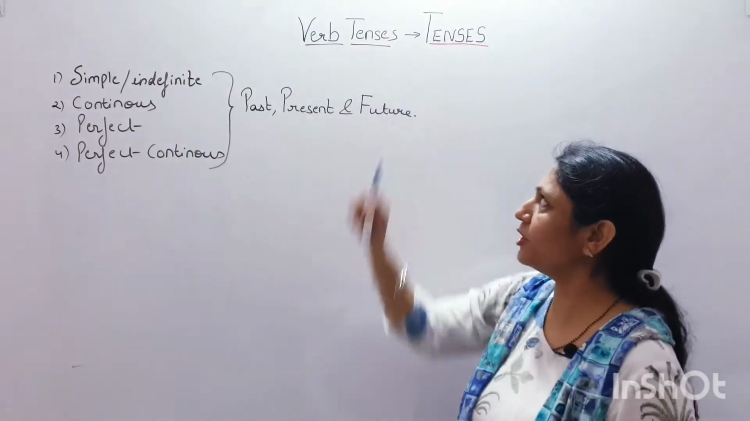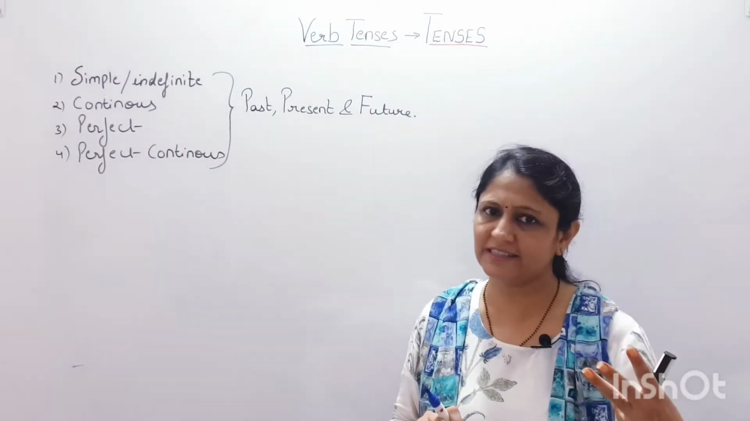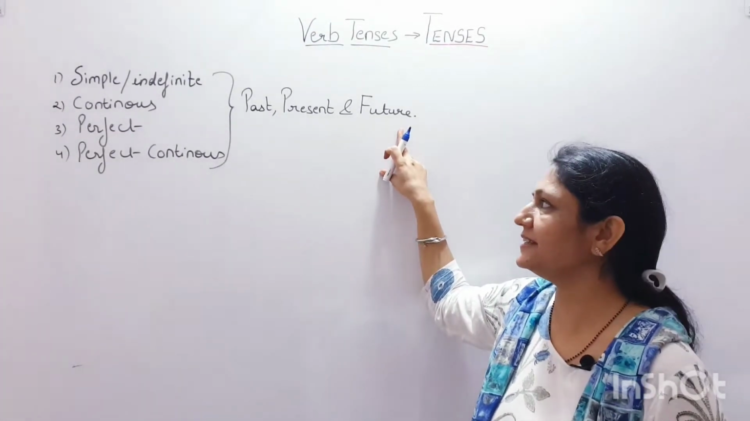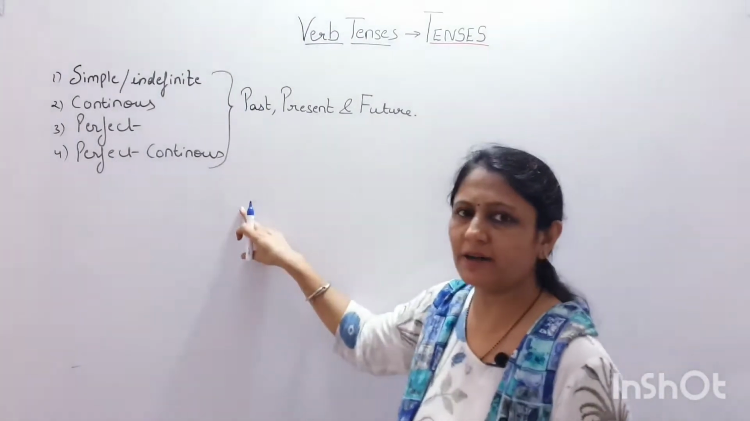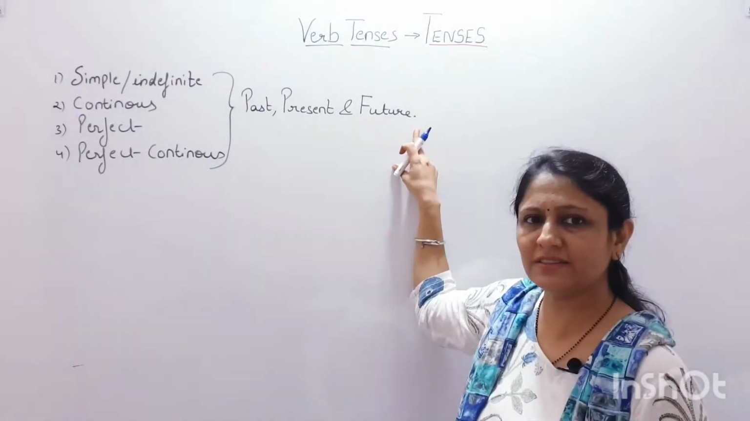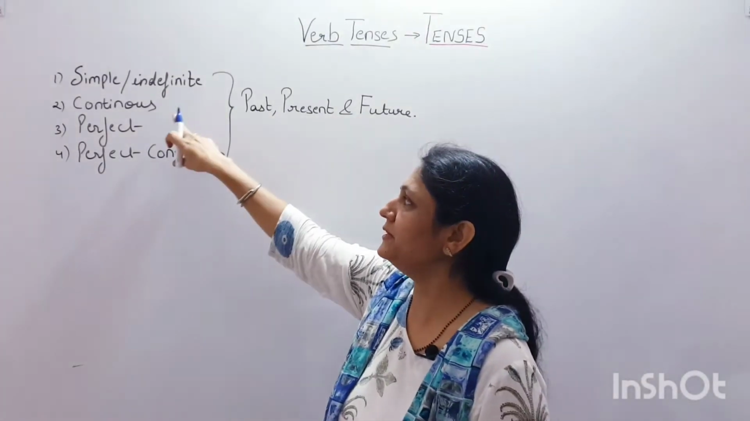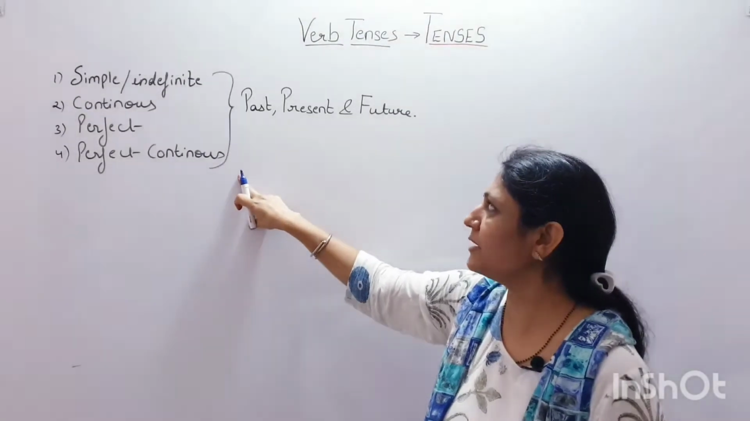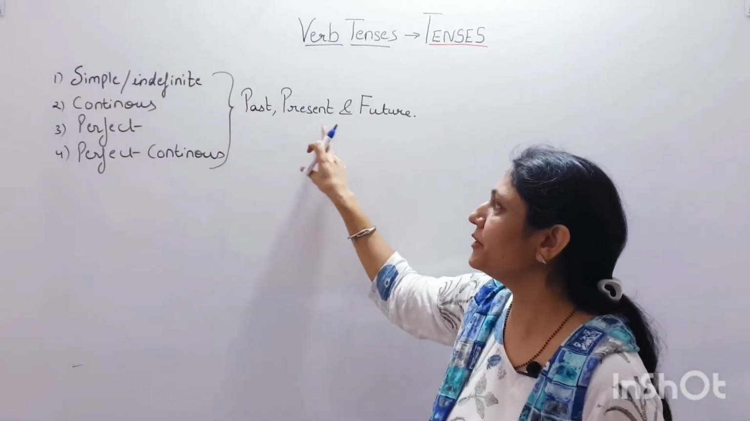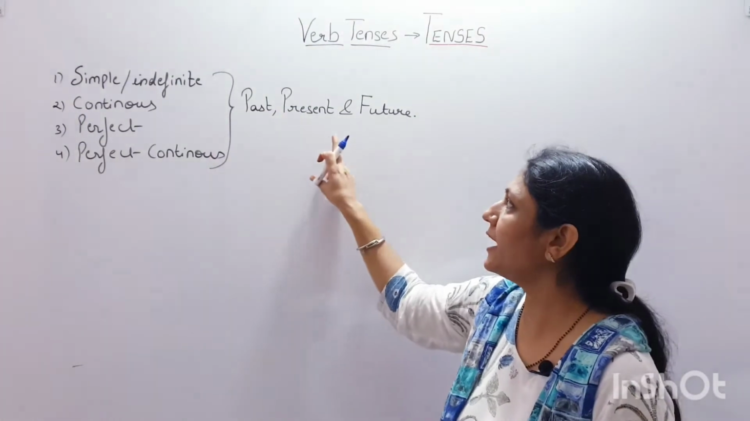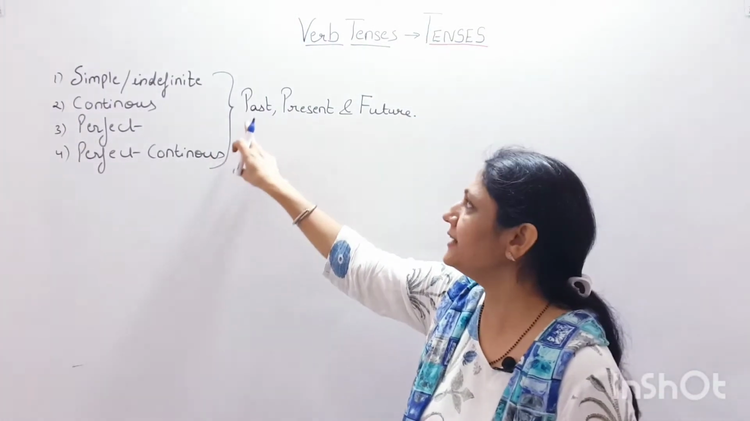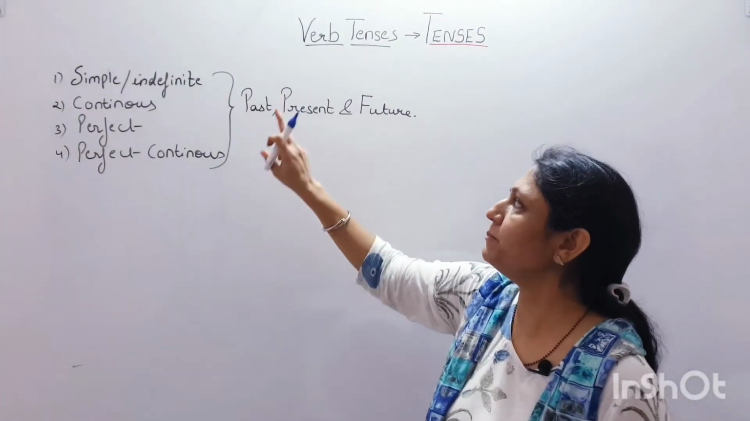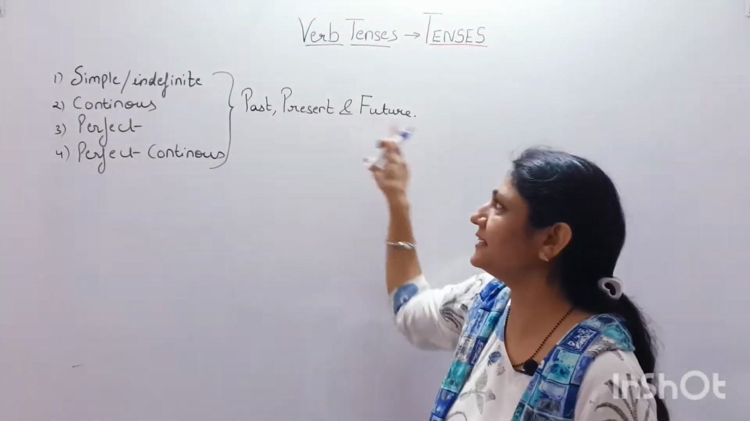So, starting with the topic, there are basically three tenses as we all know: present, past and future. All the three tenses are divided into four parts. The names are common for all these three tenses. They are simple, continuous, perfect and perfect continuous. For example, we can say present simple, present continuous, present perfect and present perfect continuous, and the same is for past and for future tense. Let's start with the simple forms of all the three tenses today.